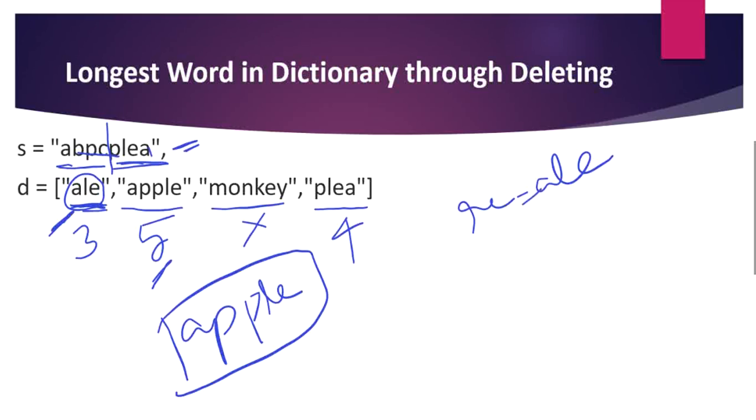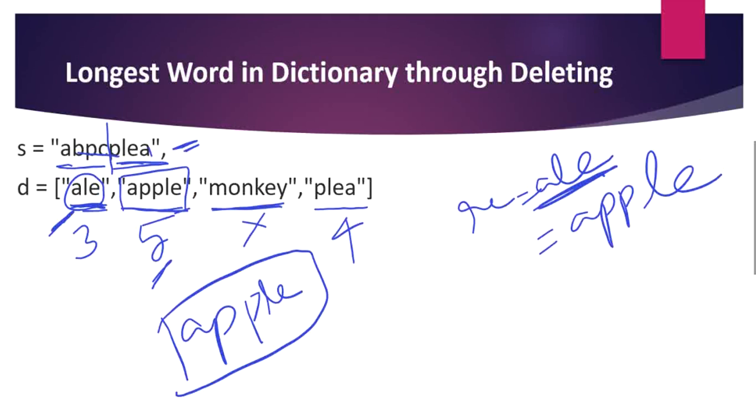So once that is done, moving to apple. Apple is again the longest common subsequence between the string s and apple. So again, I'm updating my result to apple because it is longer than ALE. So moving on to monkey, you can form only E from the given string, because no other characters are matching in s, E is the only character that matches. So since E is shorter than apple, we are not updating our result. Moving on to PLEA, again PLEA is the longest common subsequence, but we are not updating our result because it is of size 4, but apple is of size 5. So finally we are going to return the result.